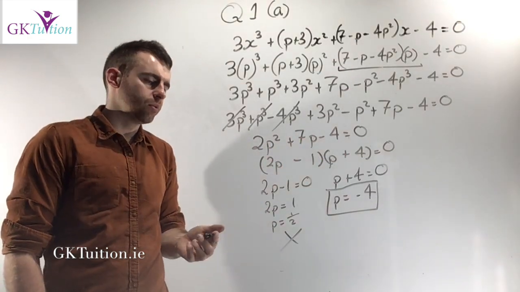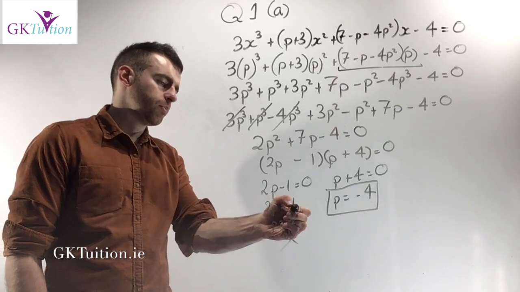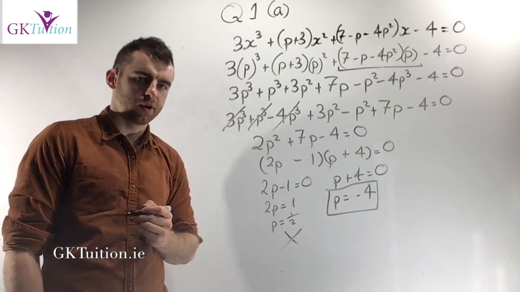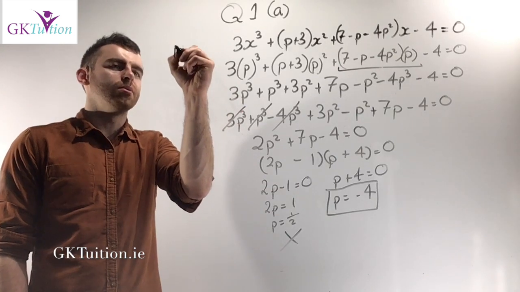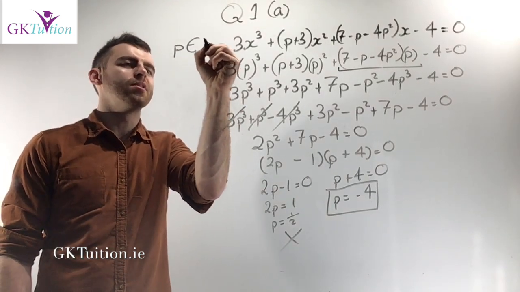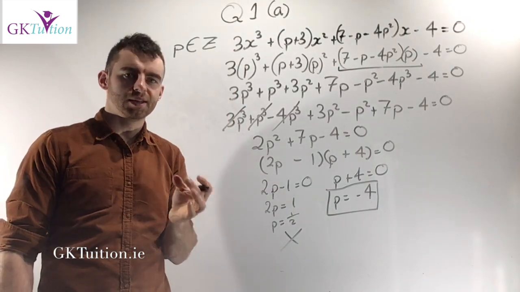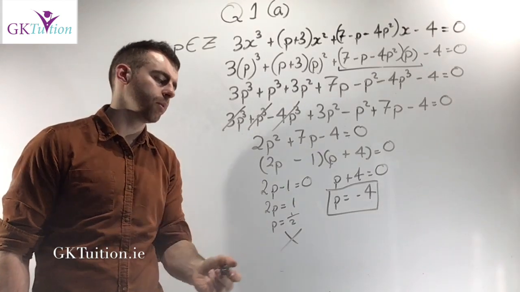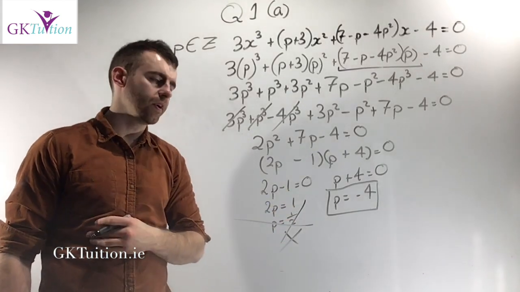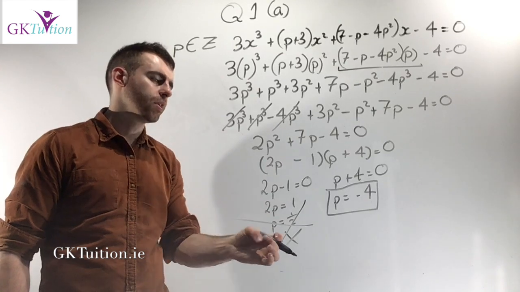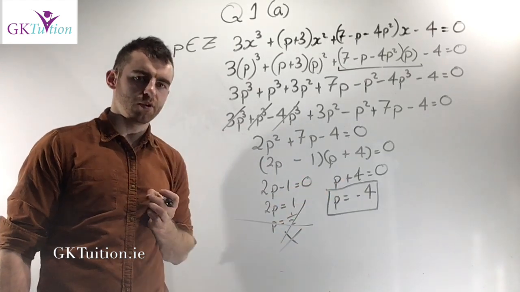You set each factor equal to 0, and the 2 answers here were p equals a half or p equals minus 4. However, the question tells you at its top that p is an element of Z. In other words, p is an integer, which is a whole number. So p equals a half is not fair game. The answer for the first part of the question was p equals minus 4.